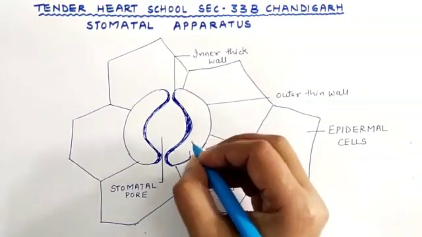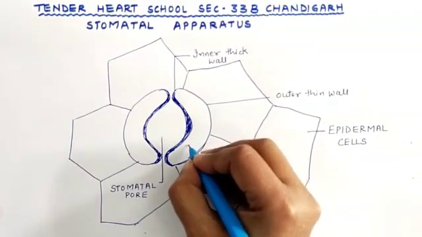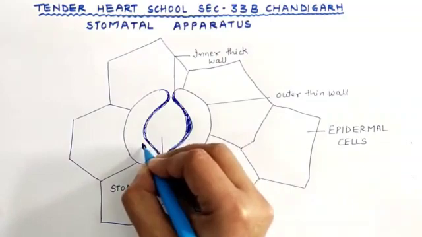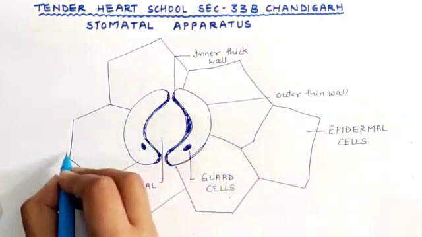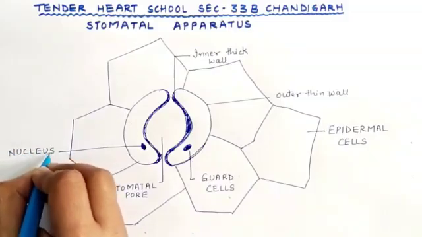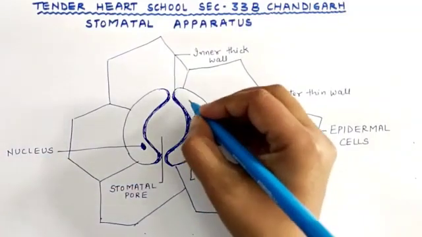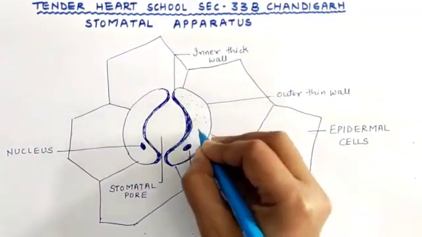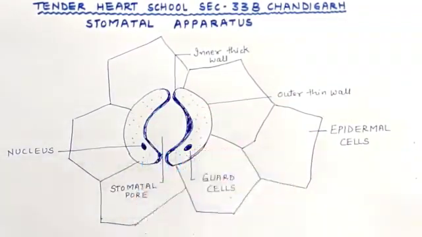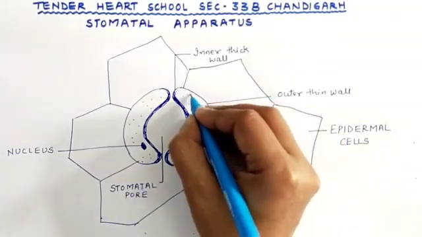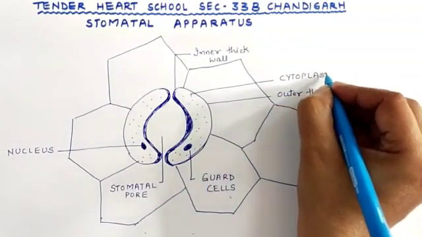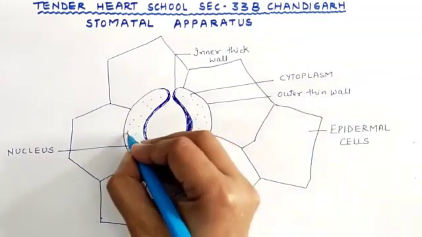Now let us make the organelles within the guard cells. We have the nucleus. Okay, so this is the nucleus, you can label this one as the nucleus, right? Then we will make the cytoplasm. So this is all cytoplasm. Cytoplasm, right?